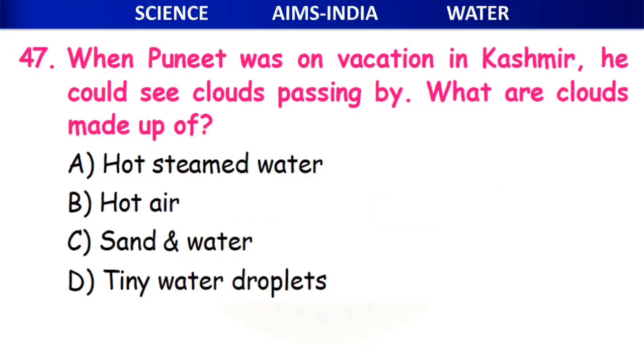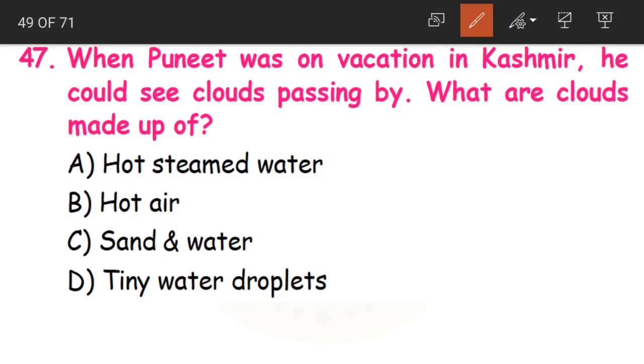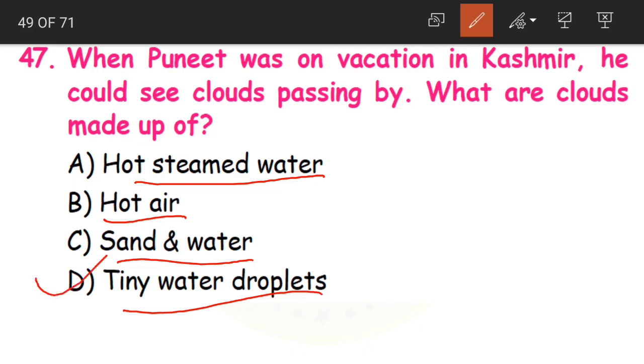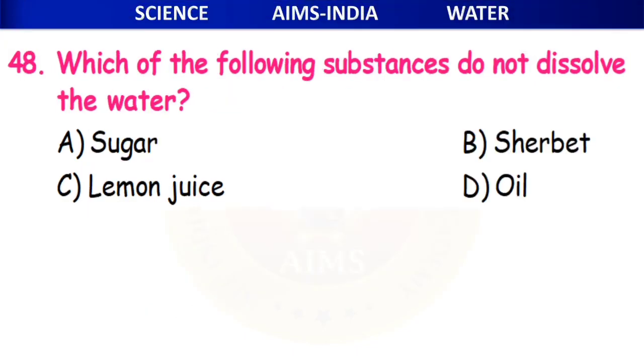Clear children? Now the 47th question. When Puneet was on vacation in Kashmir, he could see clouds passing by. What are clouds made up of? Sometimes we also see clouds passing by. Same like that, even Puneet, when he was on vacation in Kashmir, saw this scenery where the clouds were passing by. What are clouds made up of? Either hot steamed water, hot air, sand and water, or tiny water droplets. And the answer is D, children, that is tiny water droplets.